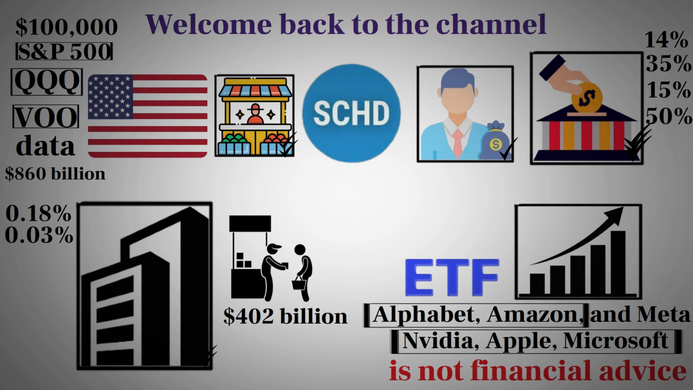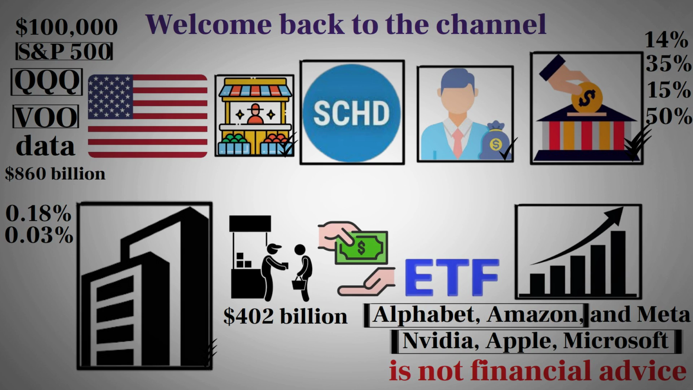Now let's examine the third ETF, the Schwab US Dividend Equity ETF, known as SCHD. Unlike the previous two funds, SCHD focuses specifically on high-quality US companies that pay dividends. It tracks the Dow Jones US Dividend 100 Index and selects firms based on metrics such as dividend yield, financial strength, and consistency of payments. SCHD manages approximately $83 billion in assets.